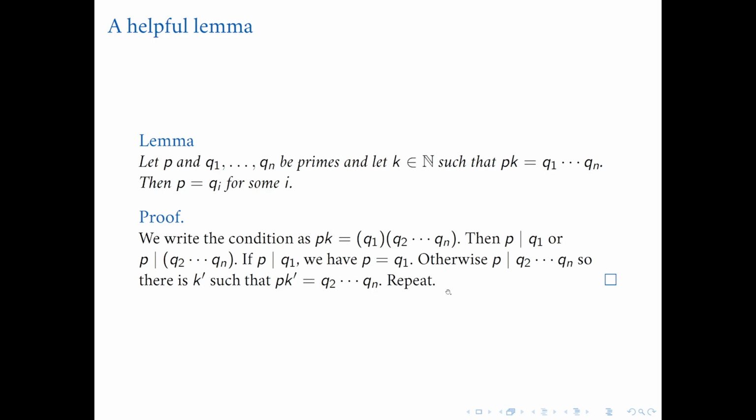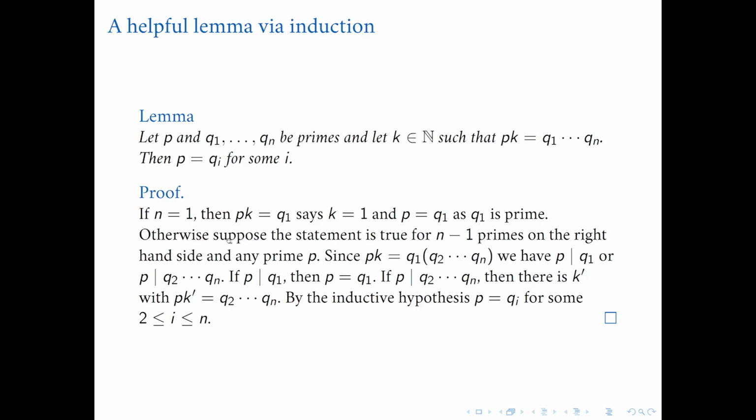Now, let's do this with strong induction. The way in which we're going to phrase it is we're going to induct on the number of primes that a prime is dividing. If p is dividing just one prime, then for p to divide one prime, it must be that k is 1 and p is q1. So p is q1, the only one on the other side. We nailed it. Otherwise, I keep saying strong induction, sorry. For this one, it's just regular induction. Later, we're going to use strong induction.